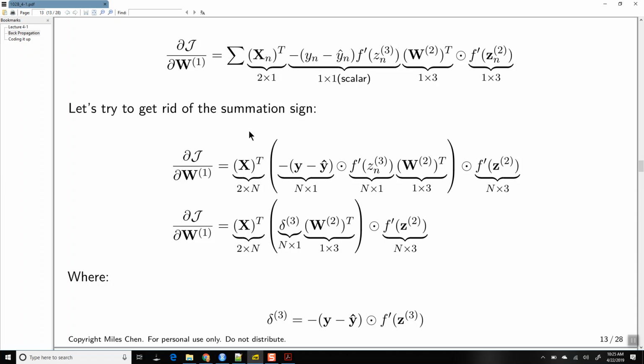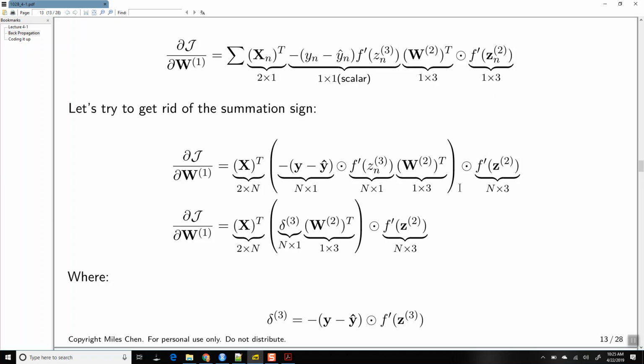And so when I get rid of the subscripts and deal with the full matrix to get rid of the summation sign, all of these things that are 2 by 1 become 2 by n. This thing is n by 1. This F prime is n by 1. W transpose remains 1 by 3. This is a weight matrix, so that's not subject to n. And this is n by 3, okay?